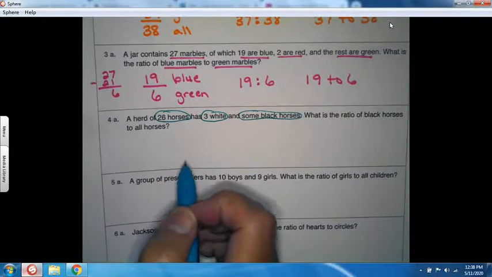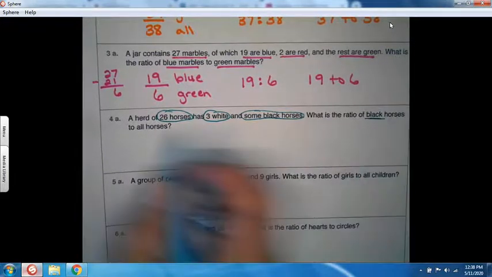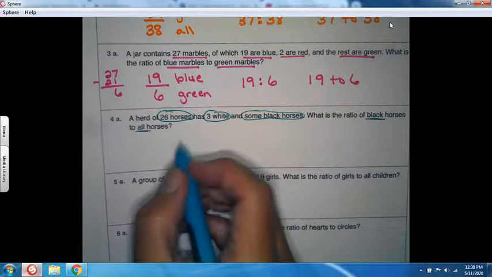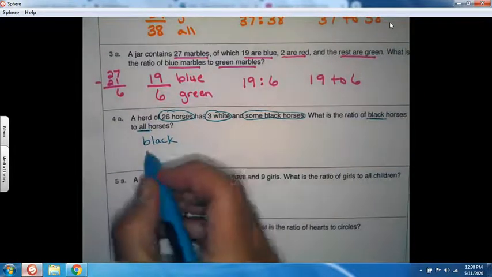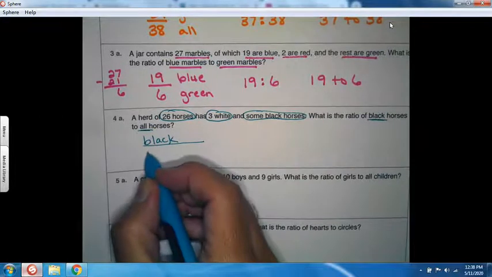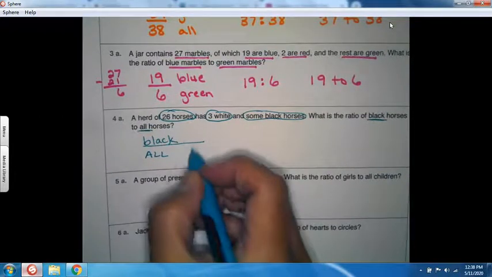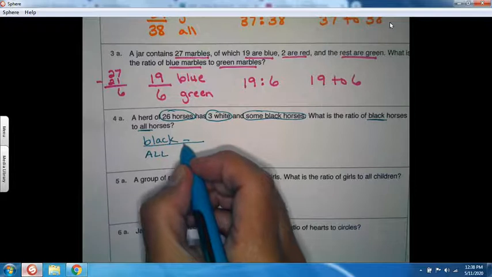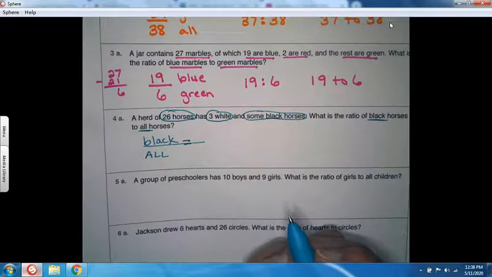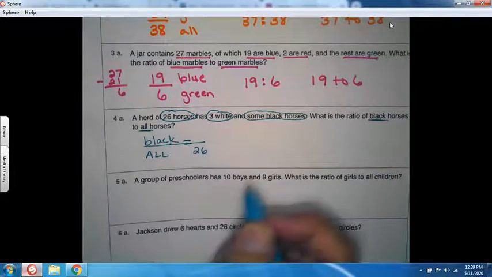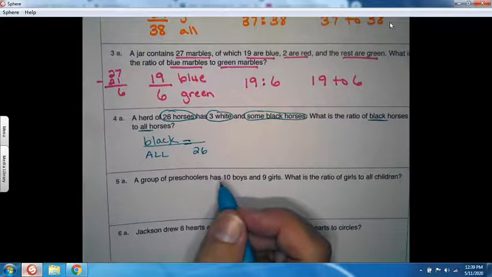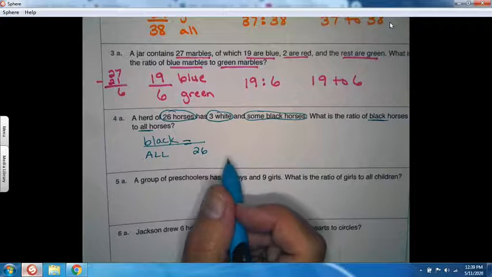Well, we don't know black horses. So we want black first and all second. So I'm going to do black to all. So all is 26. We can do that one. But what about black? What do we have to do to figure out how many black horses?